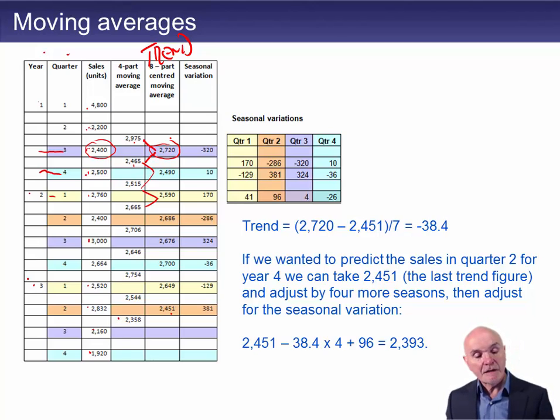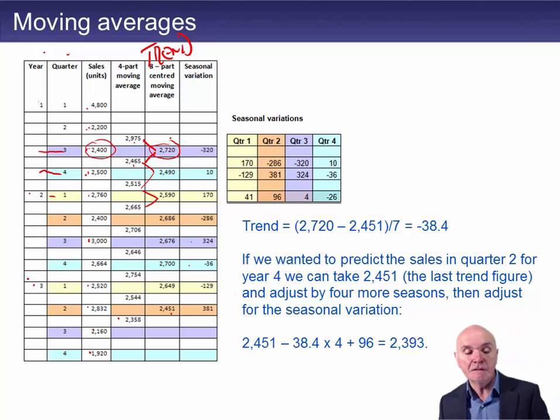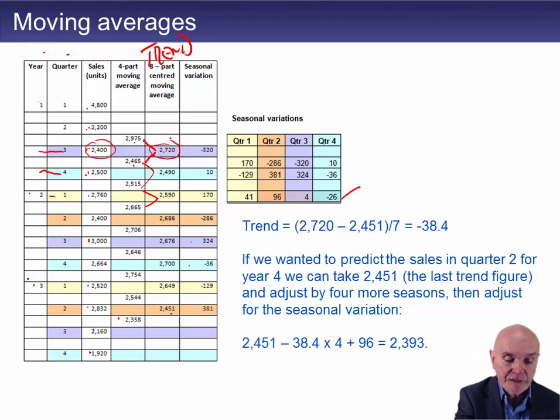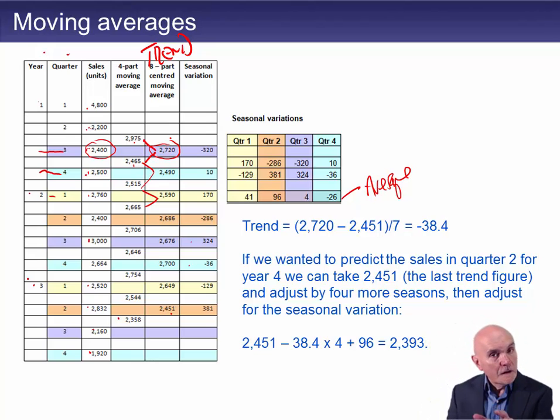So you go down and you're getting all of these seasonal variations for all of the seasons whose results we have now, and then you collate them together over here. So you bring together all the Q1 seasonal variations, all the Q2, Q3, Q4 seasonal variations, and you average them. So this here is just the average seasonal variation.